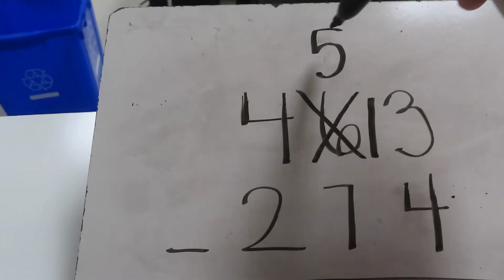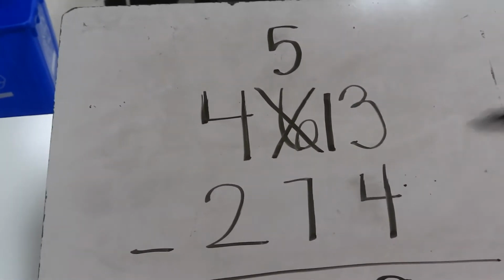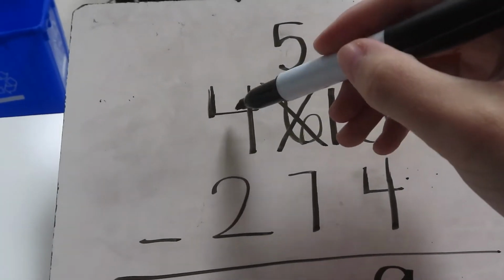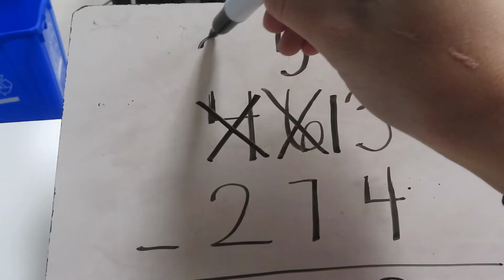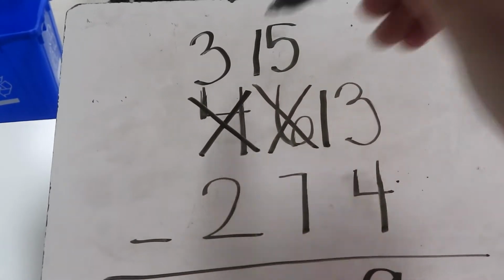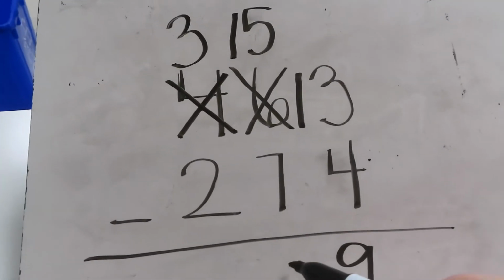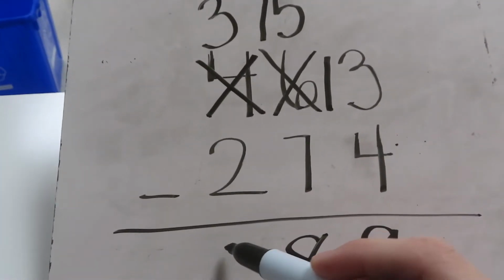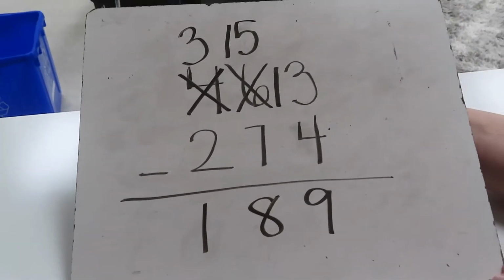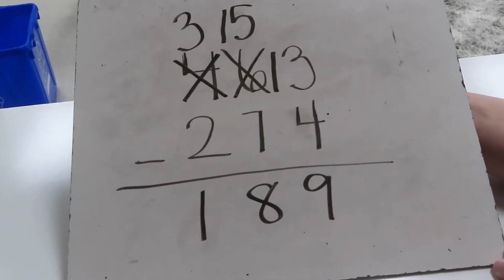Okay, and then 5 minus 7. Can I do that? No. So I have to borrow over here from the hundreds. I'm going to cross out the 4, make it a 3, and then this becomes a 15. So 15 minus 7 is 8, and then 3 minus 2 is 1. So your answer would be 189.